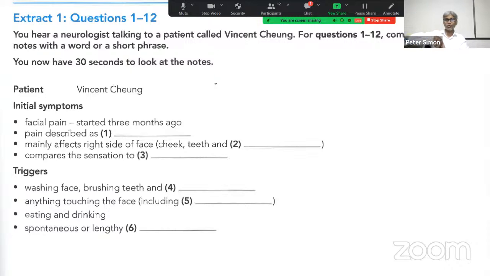The next question you see, compares the sensation to dash. Compares the sensation. Where will you get the sensation? Will you get the sensation to the teeth or to the skin or to the cheek or to the gums? Where will you get sensation? That body part maybe.